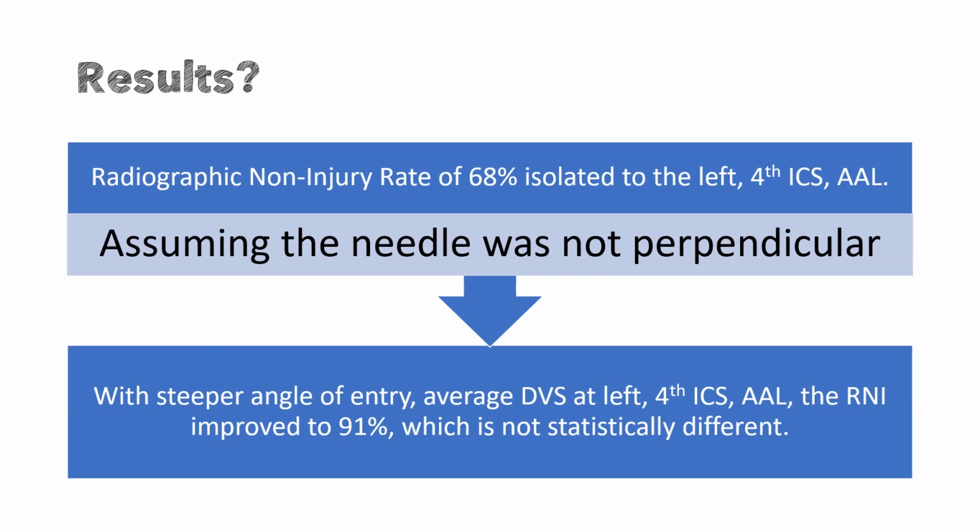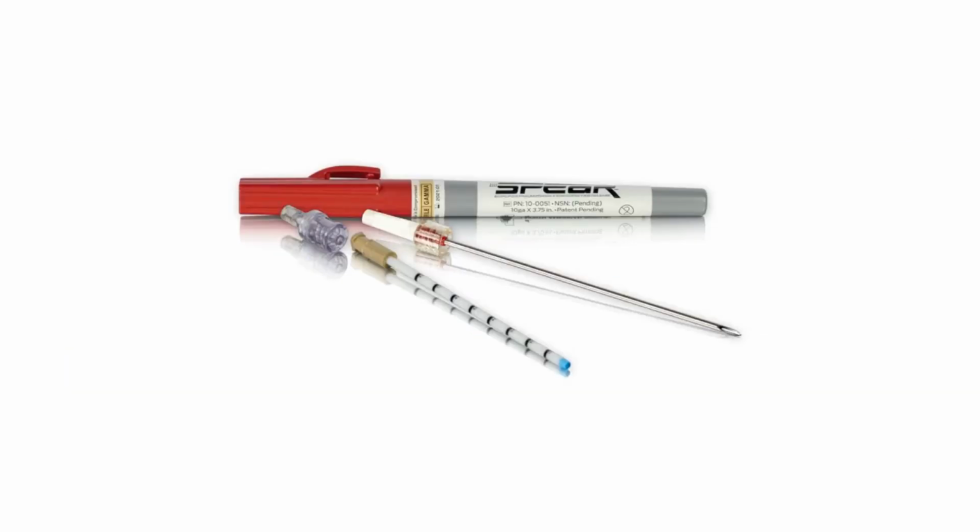The authors did specifically note that with the steeper angle of entry, the average depth of vital structures at the left fourth intercostal space anterior axillary line, the radiographic non-injury rate improved to 90%, which is not statistically different than the radiographic non-injury rate at other sites. Now, I think there are devices coming on the market. There are new and improved devices.